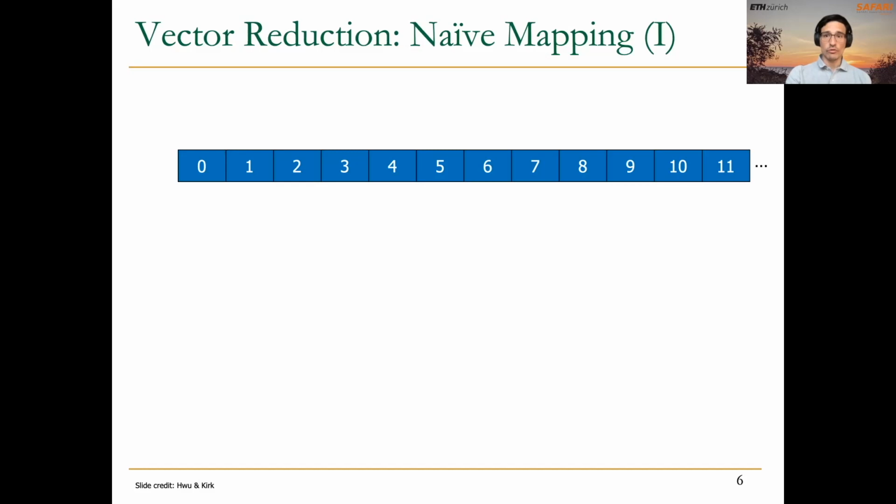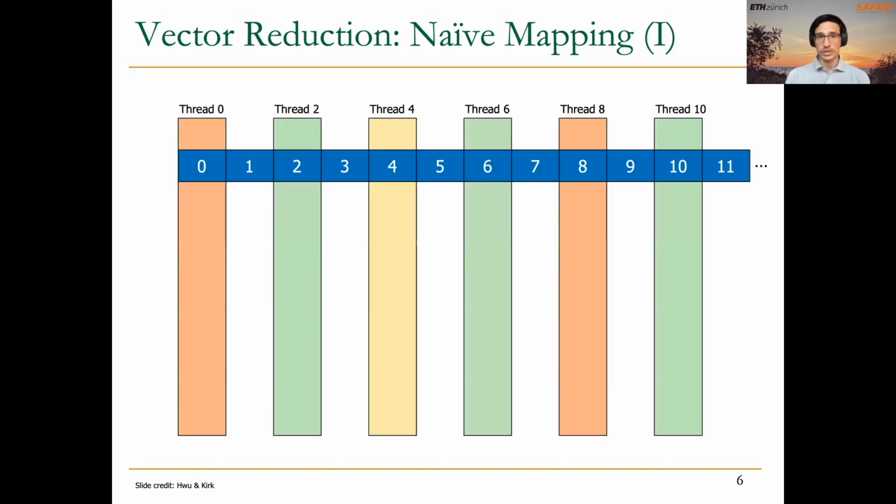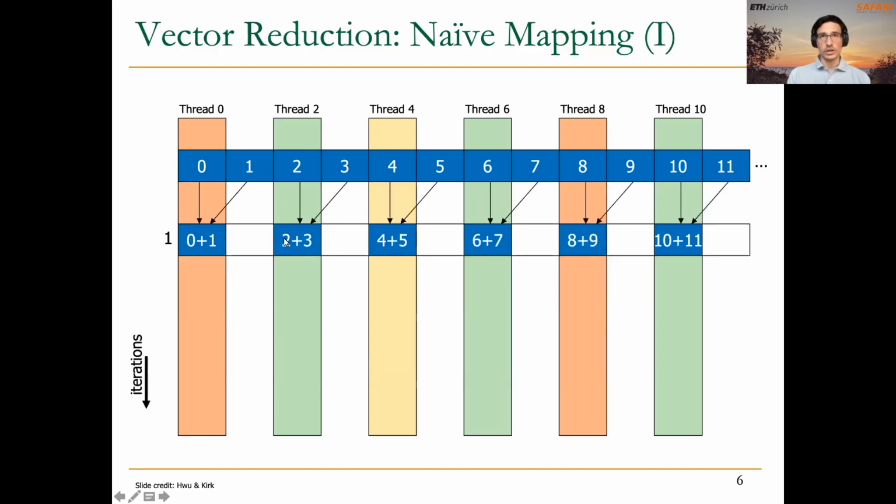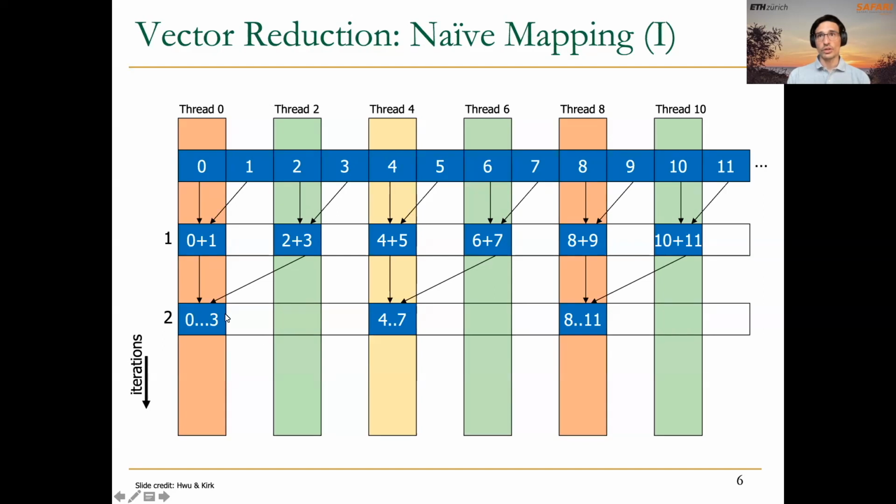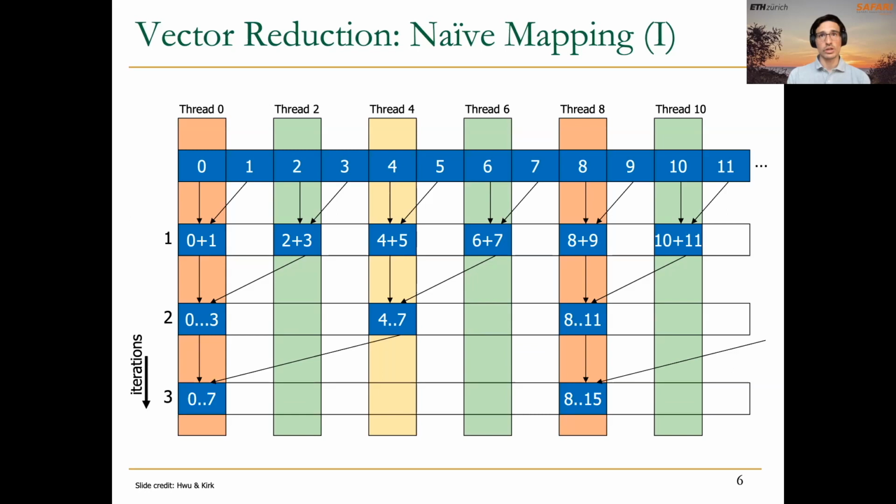For example, we could go for a simple naive mapping, such as this one, where we are only using even number threads, and from the start, we tell each of the even number threads to add two numbers, the number corresponding to it and the nearby number. We perform and accumulate the partial results in some temporary storage. In the next iteration, half of the threads retire, and we continue adding values and obtaining partial sums, partial reductions, until we get to the final value.